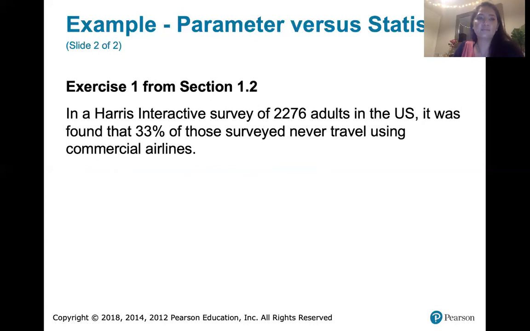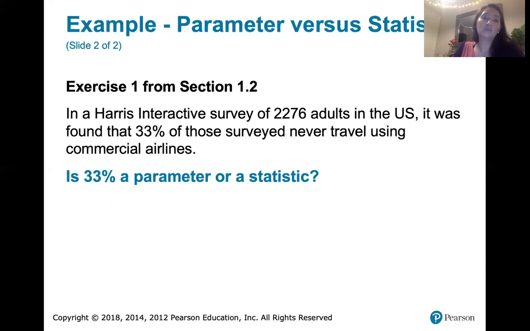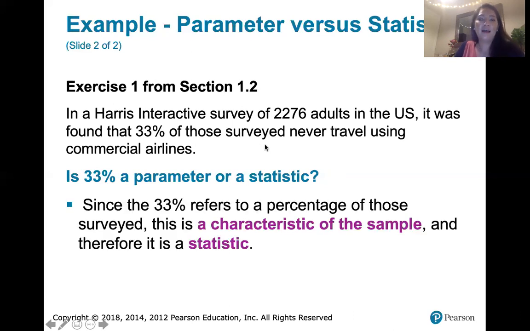Here's another question, same problem statement. The question is, is 33% a parameter or a statistic? Well, to figure that out, we have to think about whether that 33% is related to the sample or to the entire population. Is that 33% of all adults in the US, or is that 33% of those surveyed? Well, it says right here it's 33% of those surveyed. Since those surveyed is our sample, that means that 33% is a characteristic of the sample, and therefore it is a statistic.